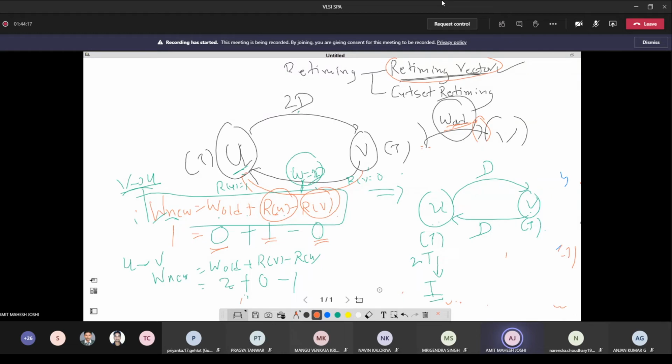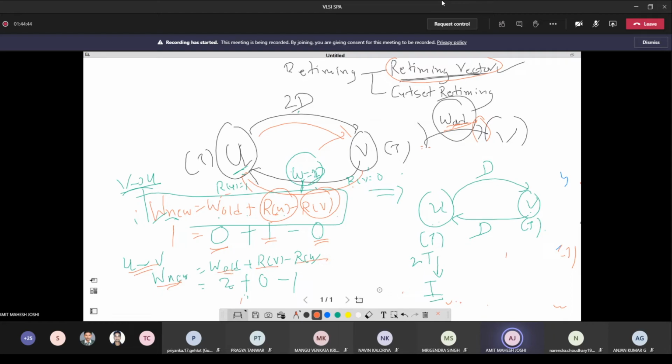As long as the difference is 1, you will get the same output over here. Then this RU and RV are fixed. So this retime vector I have fixed. With this retime vector, now I need to see the impact on this particular edge. For this particular edge, U2V, W new is W old plus RV minus RU.